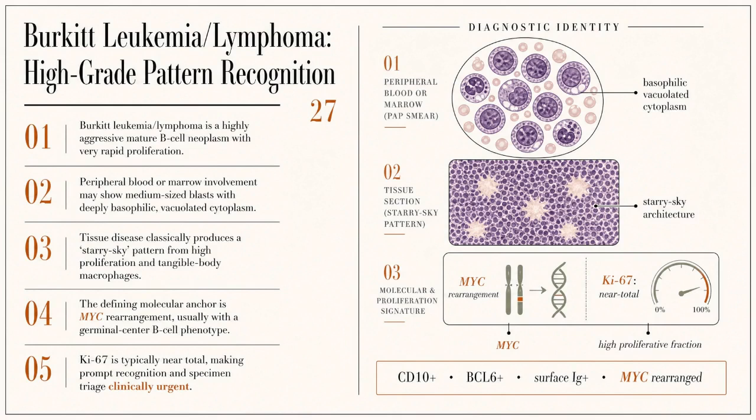In summary, recognizing the high-grade pattern of Burkitt leukemia/lymphoma requires integration of morphological clues, immunophenotypic markers, and molecular findings. Histotechnologists are integral to this process, ensuring specimen integrity and facilitating rapid, accurate diagnosis. This slide encapsulates the urgency and complexity of Burkitt lymphoma diagnosis, reinforcing the importance of pattern recognition and multidisciplinary collaboration in managing mature lymphoid neoplasms. As we move forward, we will contrast this.